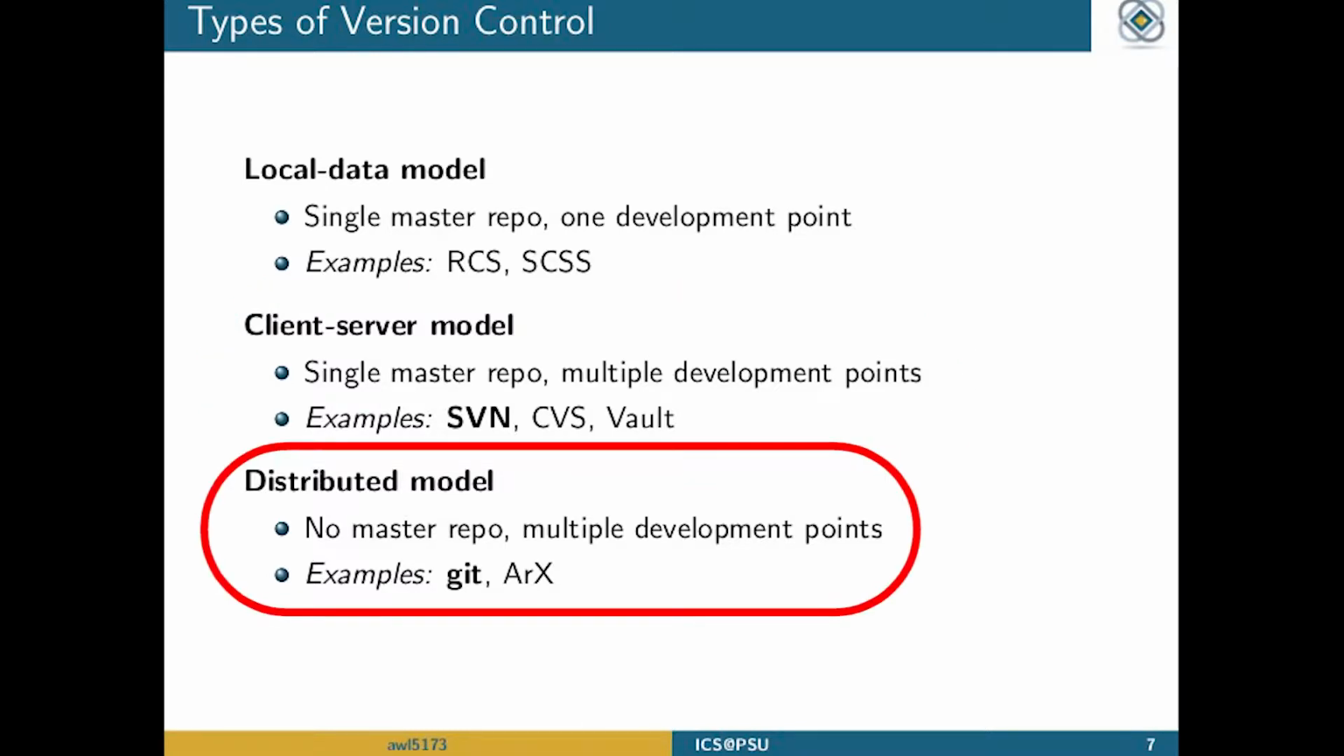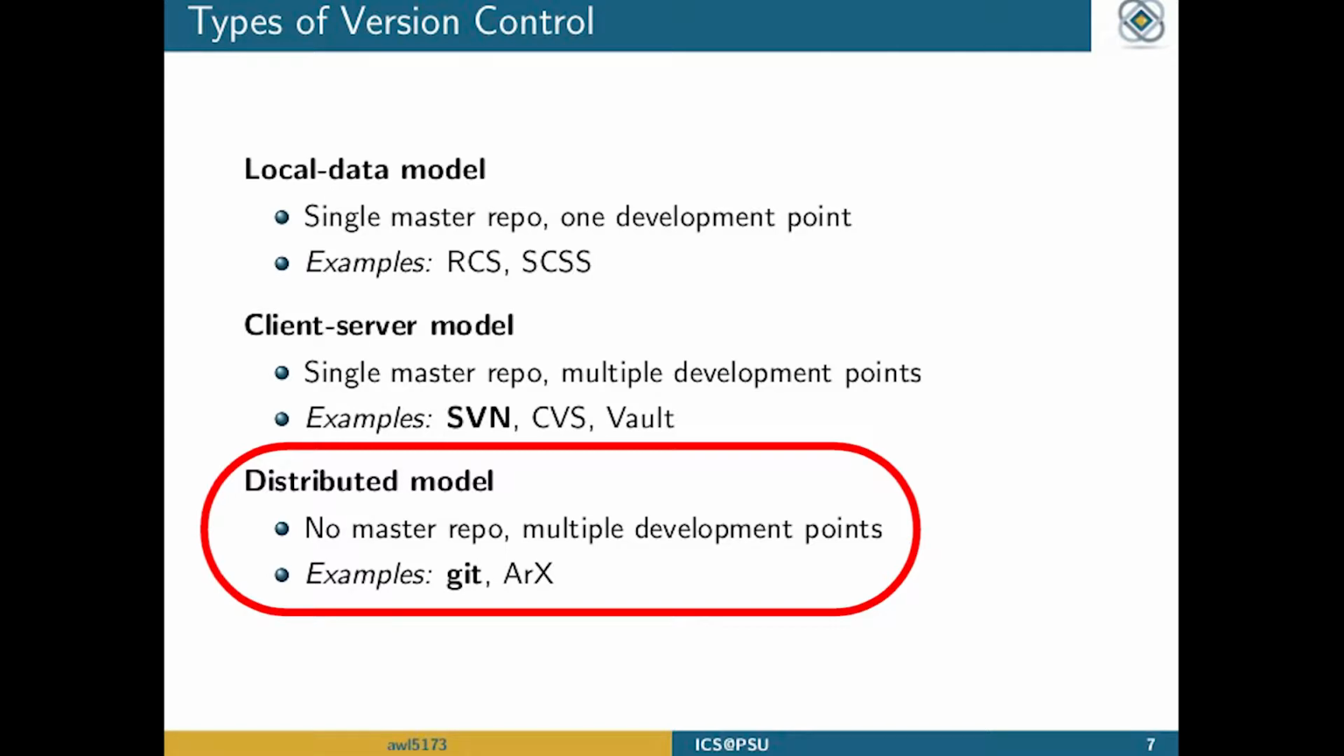The last type of version control is called the distributed model. With this, you don't actually have a master repository. Again, you have multiple development points, but within your own development point, you have a master branch, and I'll talk about branches in a little bit, within that repository. So there is some additional bookkeeping that has to happen, because you have to keep everything up to date. You don't necessarily have a master where you know that's where everybody pushes everything to its final stage.